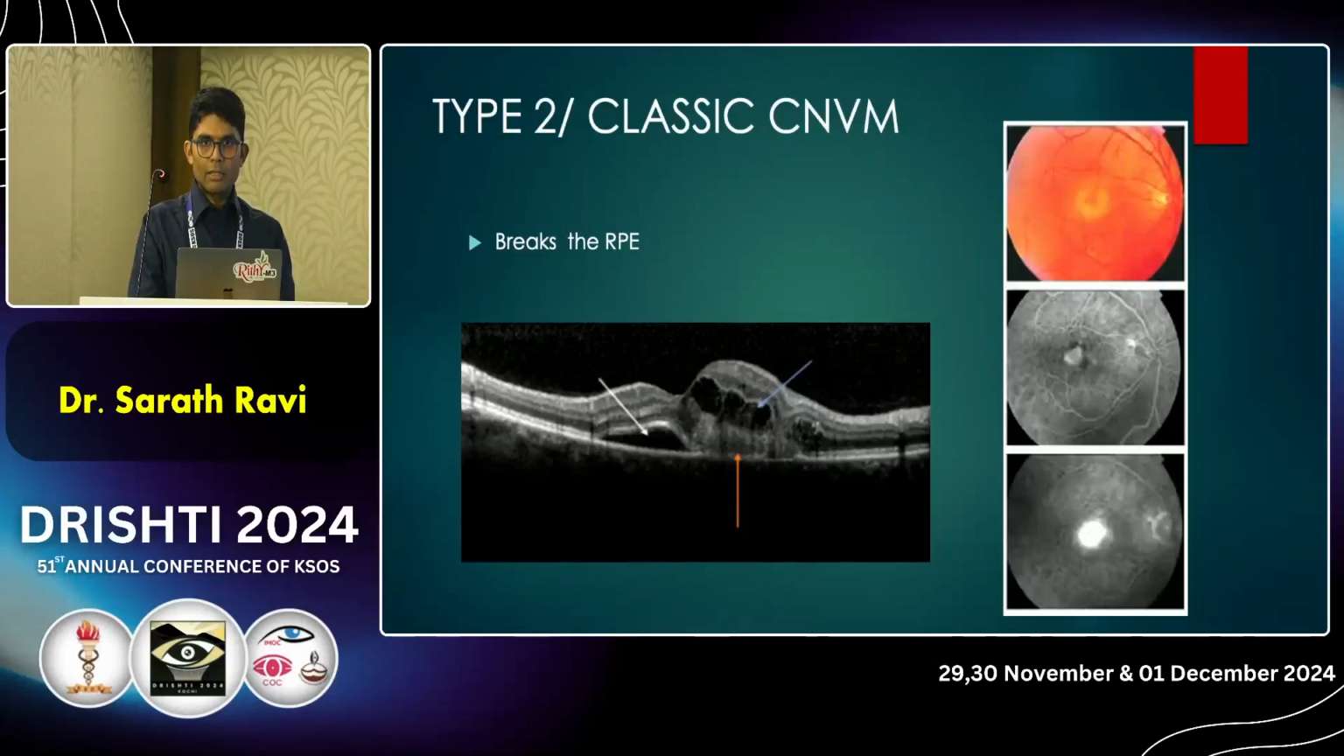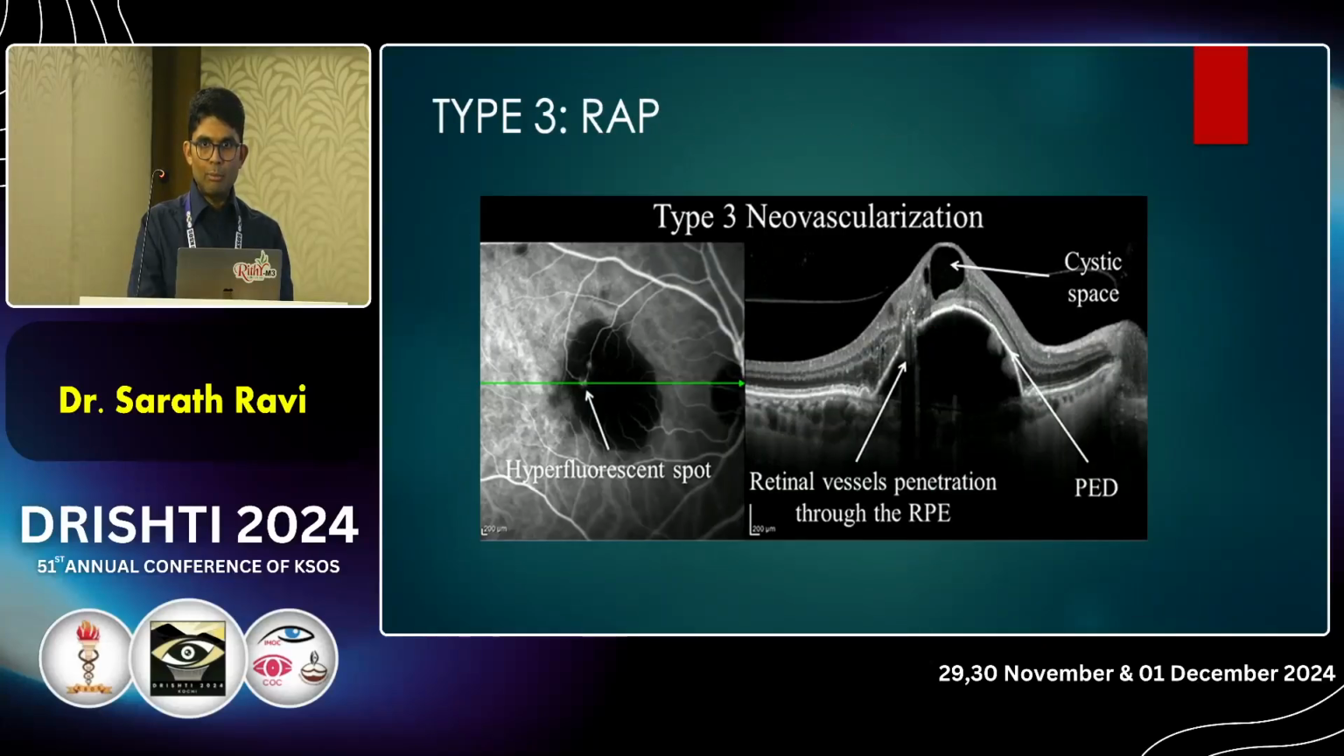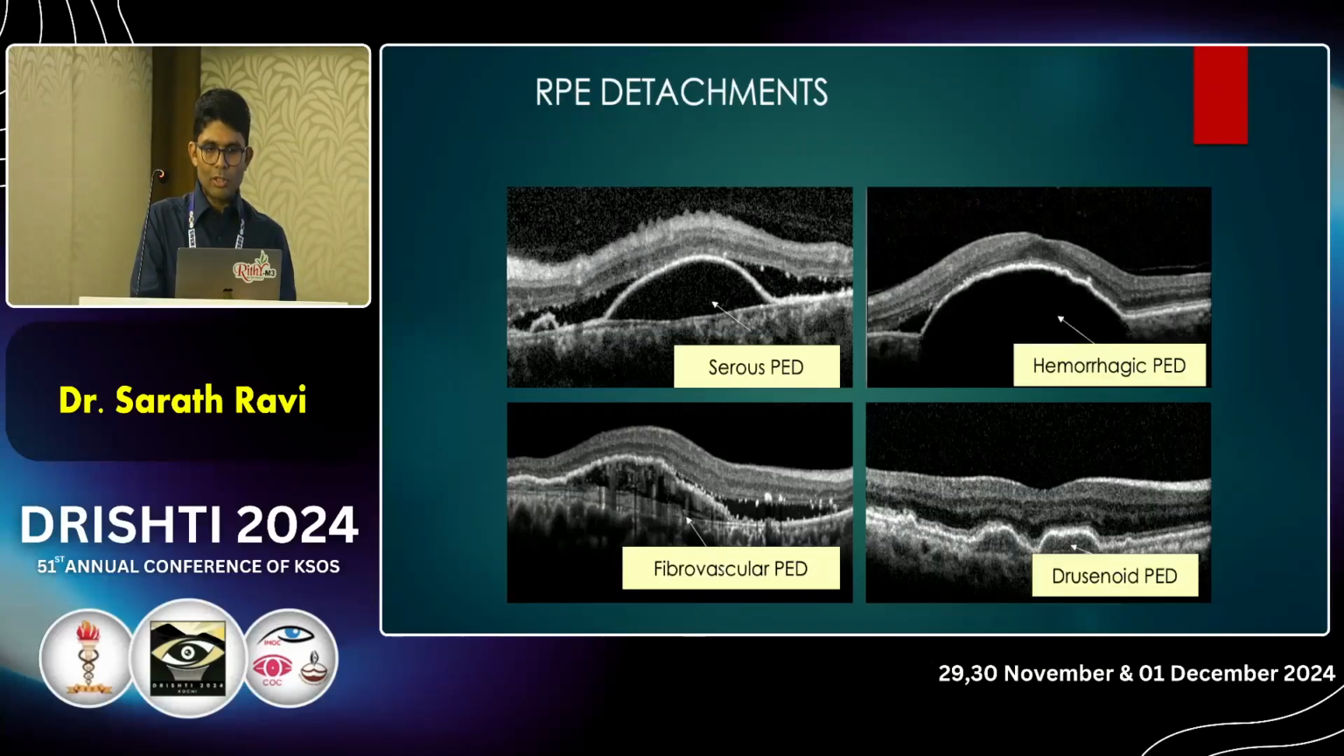Whereas a type 2 CNVM is usually located above the RPE in the subretinal space along with subretinal fluid and intraretinal fluid, and on FA it shows the classic lacy pattern of leak. Type 3 neovascularization or intraretinal neovascularization or RAP lesion usually is identified by the presence of cystoid macular edema or pigment epithelial detachment. There could be also an intraretinal high reflective lesion corresponding to the intraretinal neovascularization.